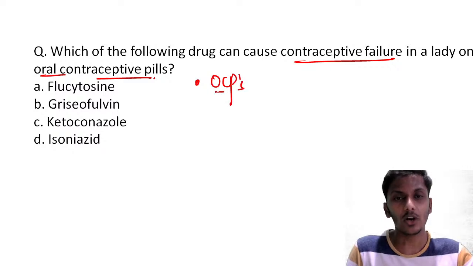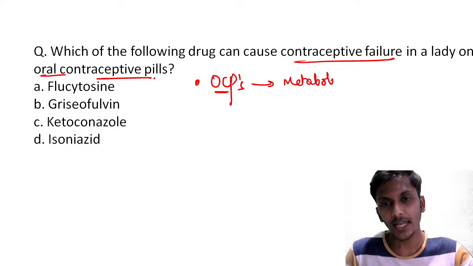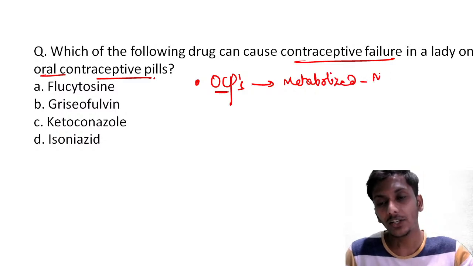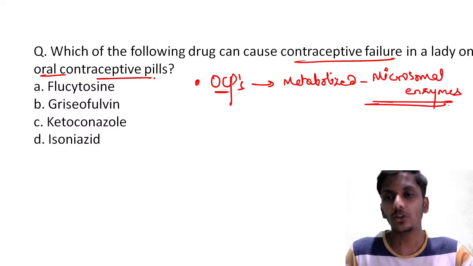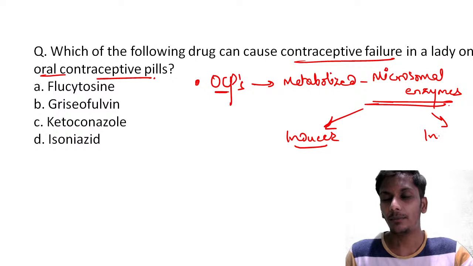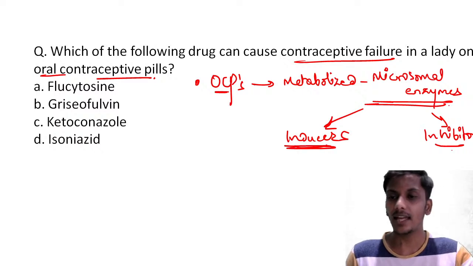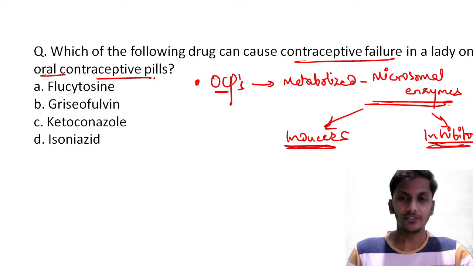OCPs, that is your oral contraceptive pills, are metabolized by what? These are metabolized by which enzymes? These are metabolized by microsomal enzymes. As we know, microsomal enzymes are inside the endoplasmic reticulum. So these microsomal enzymes either can be induced or they can be inhibited. So there are some drugs which can induce this enzyme. There are some drugs which can inhibit this enzyme. So let's see this first.